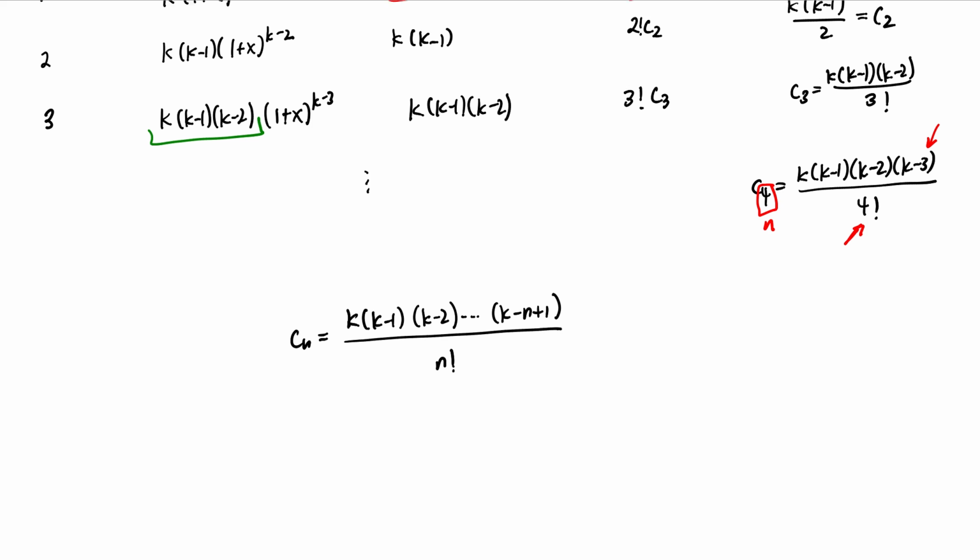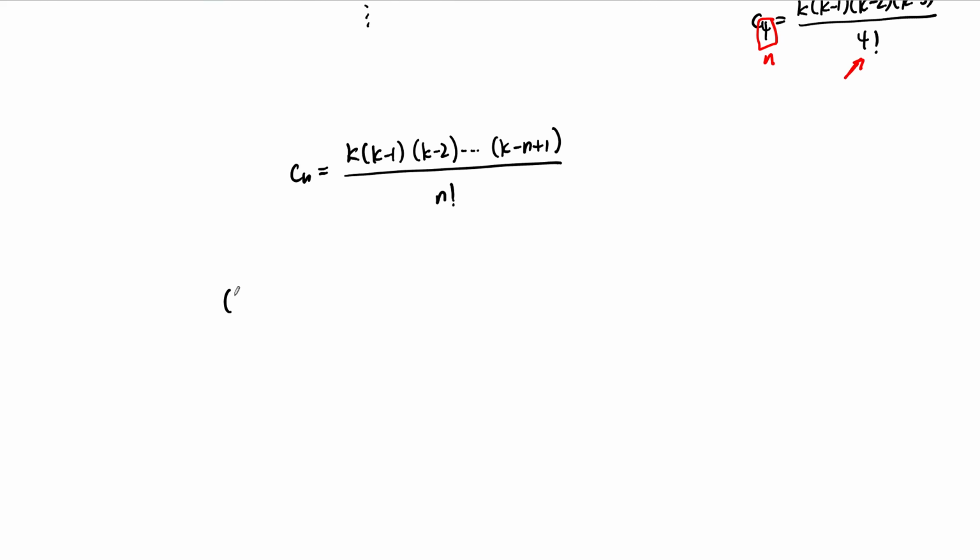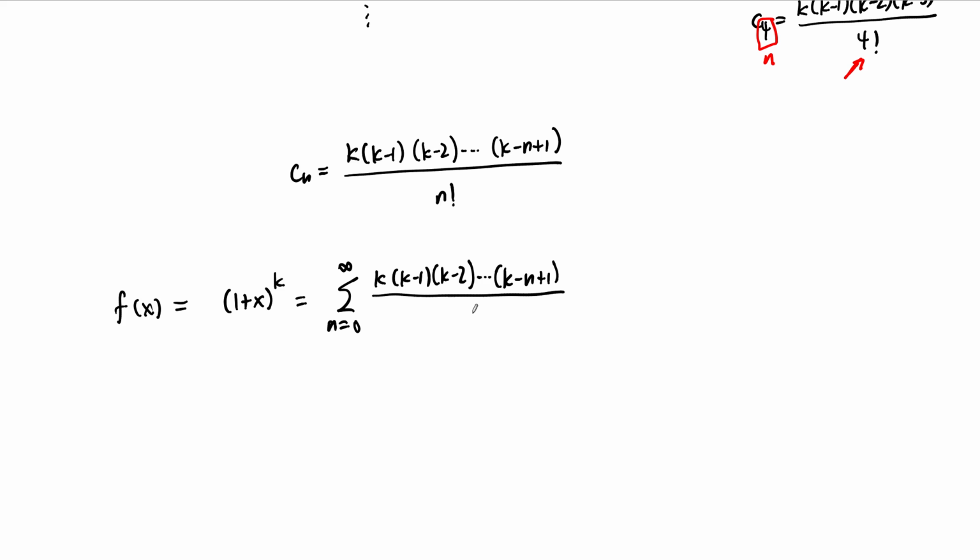And so this tells us then that our binomial series is like the Maclaurin series for this function, right? It's not just like it, it is. The Maclaurin series for this function is equal to this sum, n goes from 0 to infinity, of this product, k times k minus 1 times k minus 2, all the way down to k minus n plus 1, all over n factorial times x to the power n.